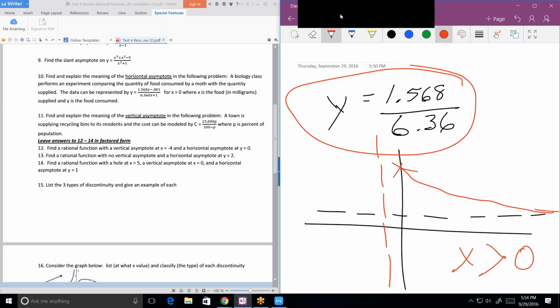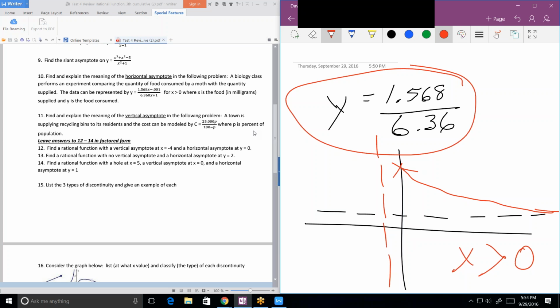Let's see. Find and explain the meaning of vertical asymptote. This is a cost function where P is the percentage of the population. Well, vertical asymptotes come from what? The denominator.